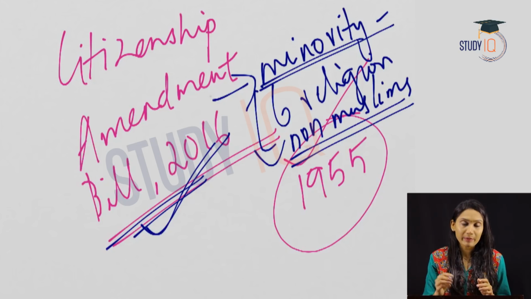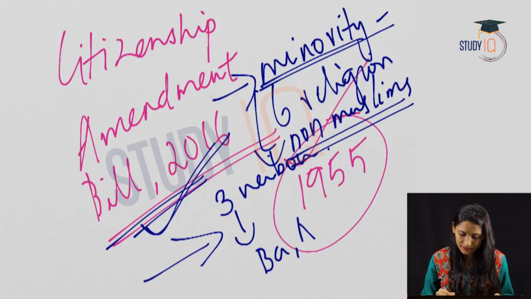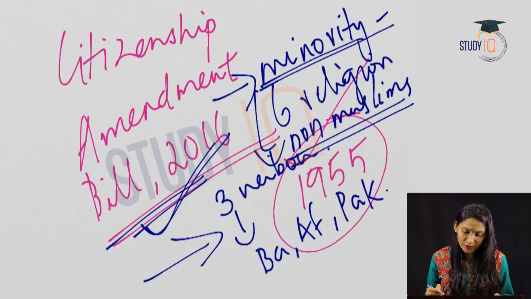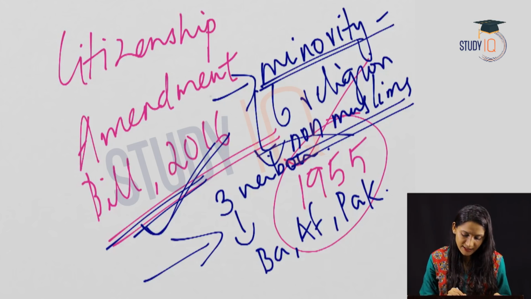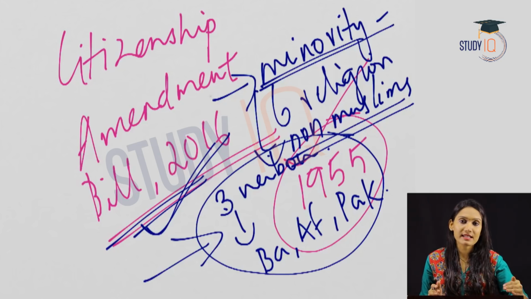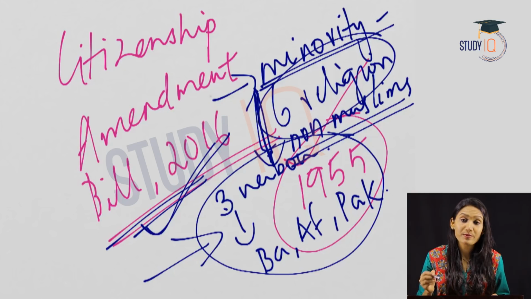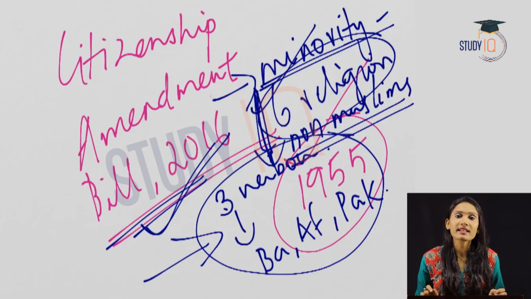And secondly, from the neighboring countries. Which neighboring countries? Three neighboring countries, namely Afghanistan, Pakistan and Bangladesh. According to this bill, if it becomes an act, immigrants from these three neighboring countries would get citizenship. And one thing you must notice here is that 6 religious groups are included. Muslims are not included, so only non-Muslims. These 6 religious groups are Christians, Sikhs, Hindus, Buddhists, Jains and Parsis.